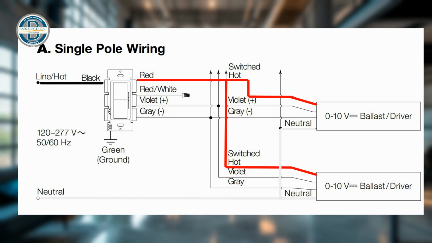The low voltage violet and gray signal cables connect the driver to the single pole dimmer switch. When the switch is toggled, it adjusts the voltage between 0 and 10 volts, controlling the brightness of the light fixture. This setup ensures safe and efficient operation by clearly separating high voltage power from low voltage control signals.